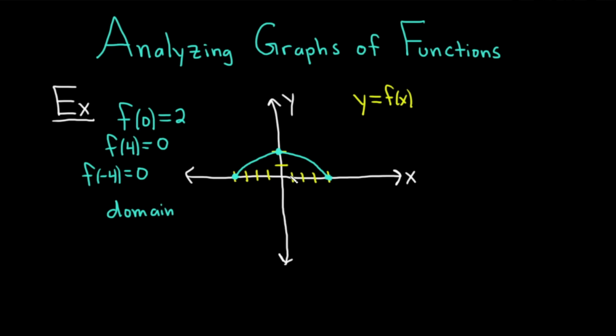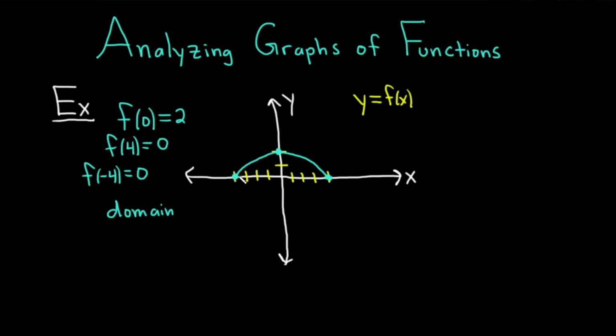For example, if I pick an x value here at this red dot, I'm going to get a y value here. So this red dot on the x-axis is a number in my domain. Likewise, if I pick one here, I get a y value. So this red dot on the x-axis is a number in my domain. However, if I pick one over here on the right, there's no y value. So this red dot on the x-axis is a number that is not in my domain. The domain is all the x's you can pick that give you y values.